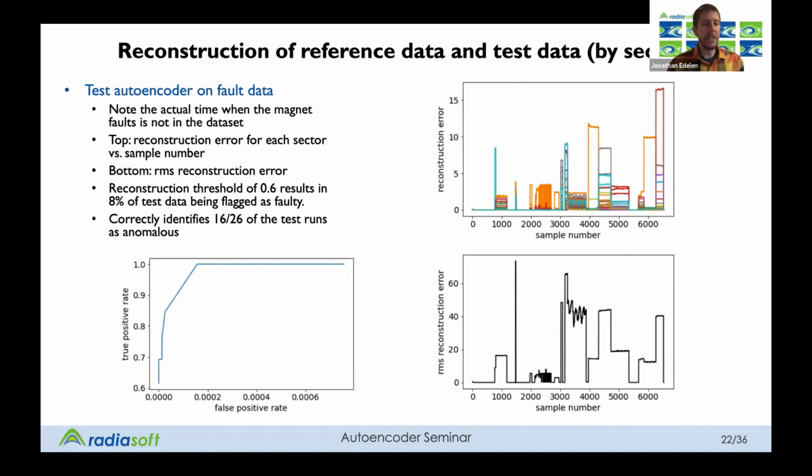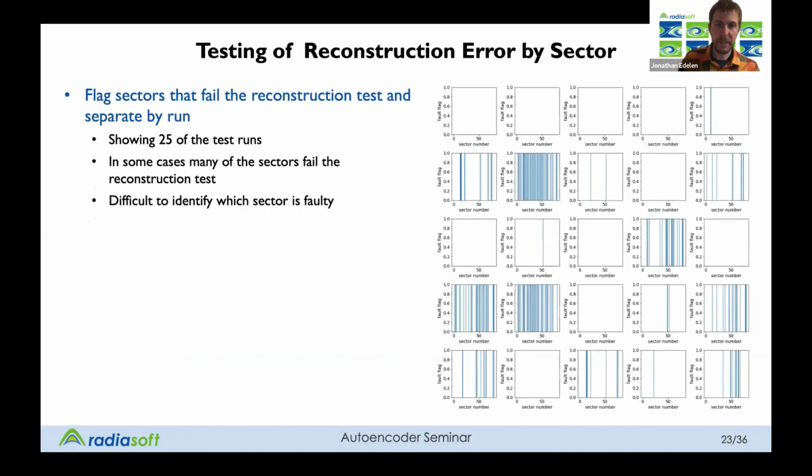And then this is a ROC curve, which shows that as we vary that threshold, we can increase the true positive rate up to 100%, but we do get some false positives where we incorrectly identify reference data as being anomalous. But the false positive rate is still very, very small. I mean, this is fractions of a percent false positive rate just to get up to 100% true positive rate. So that works pretty well. This is looking at setting the threshold to 0.6.